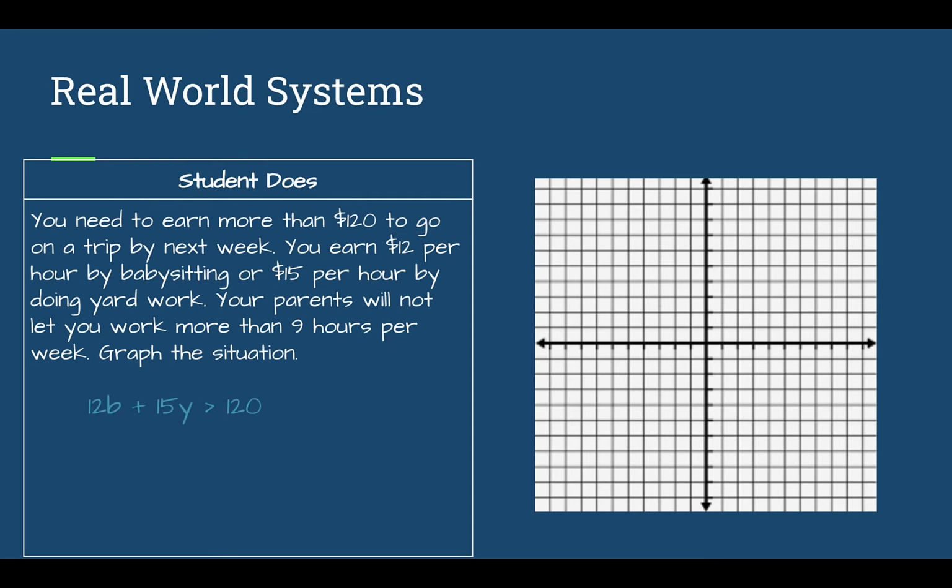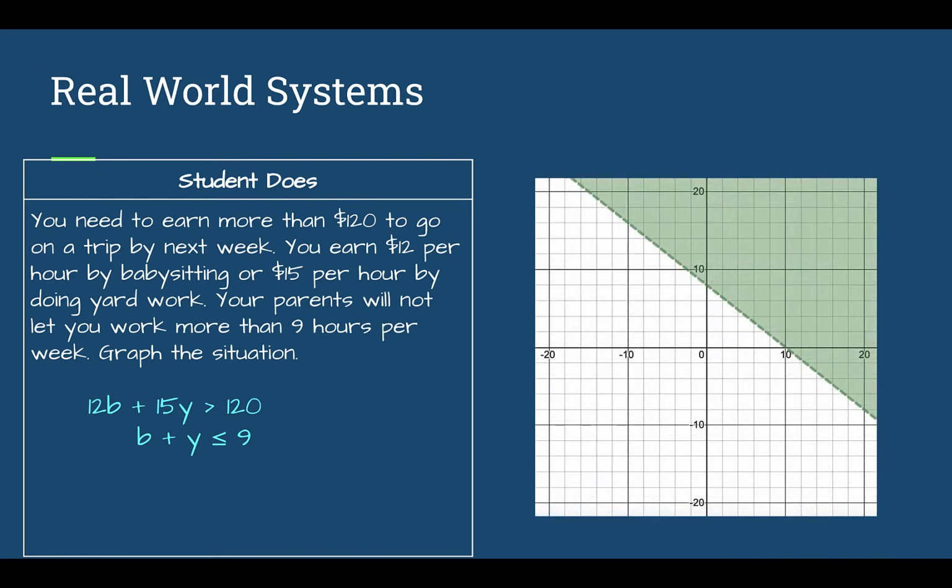Let's check. First, you should have written an inequality similar to this. 12b plus 15y is greater than 120. It says more than, so it has to be that greater than symbol, not greater than or equal to. If you chose a different variable, that works as well. Second, your parents will not let you work more than 9 hours per week, so your babysitting and yard work need to be less than or equal to 9.